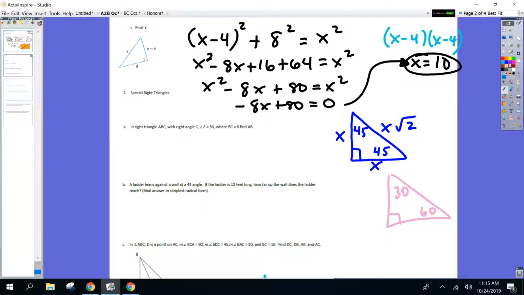I'm going to start with the side across from 30 is x. So I know the side across from 30. Go ahead, Brett. Go ahead, try it out. You are correct, sir. Yep. The side across from 60 is going to be that side times a radical 3. And do you remember the hypotenuse? It is 2 times that side across from 30. You remember a little something back in the day, right? So the hypotenuse is double the side across from 30. Okay?